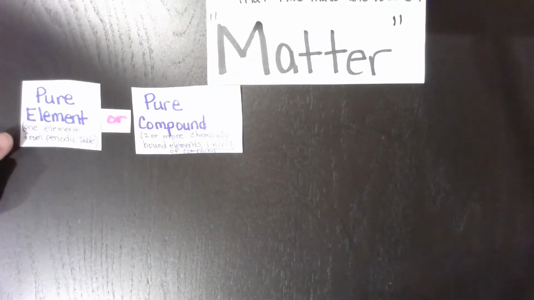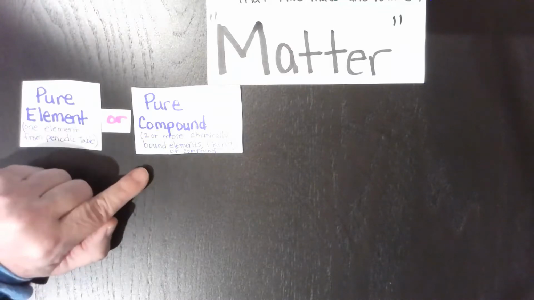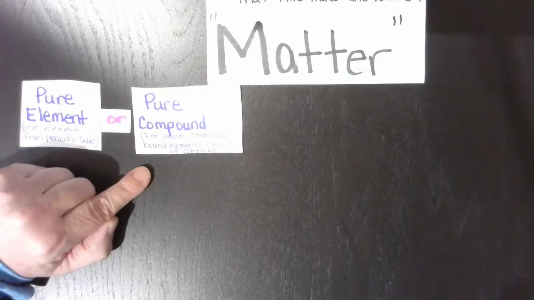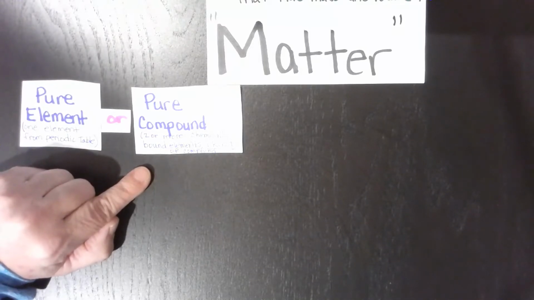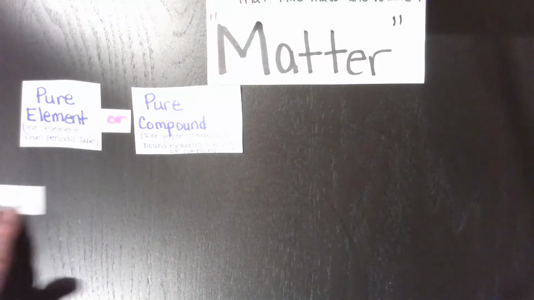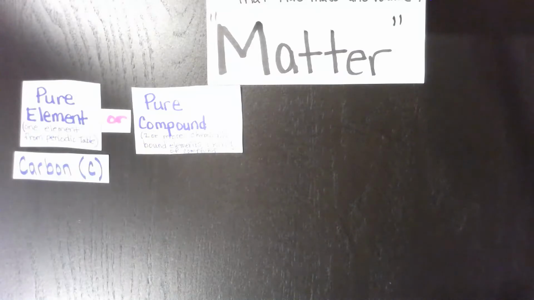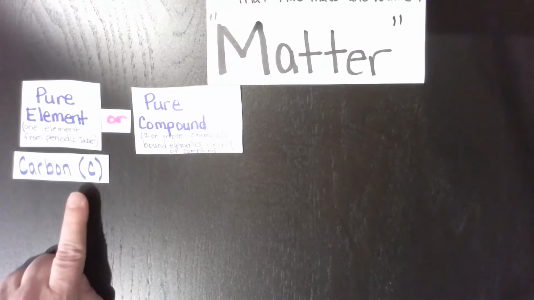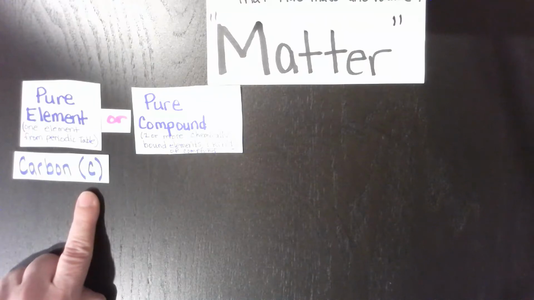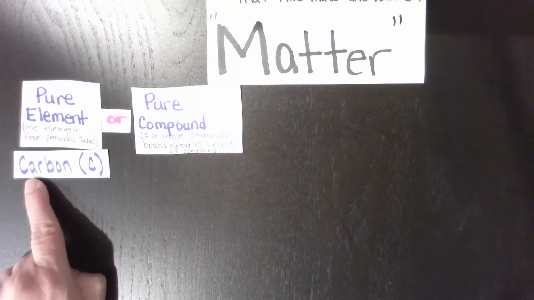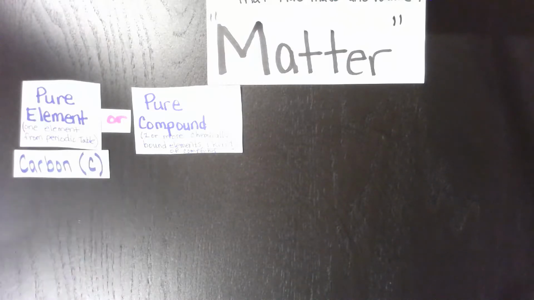A pure element contains only one element from the periodic table. A pure compound will have two or more chemically attached different elements. They'll make one kind of compound, but it'll be made out of two different elements. Now, an example of a pure element would be carbon. Carbon is found on the periodic table. And when you take your quiz, a hint that we're talking about an element is that I will give you the element symbol from the periodic table in parentheses. You've seen this before as we've worked on our chemistry unit.